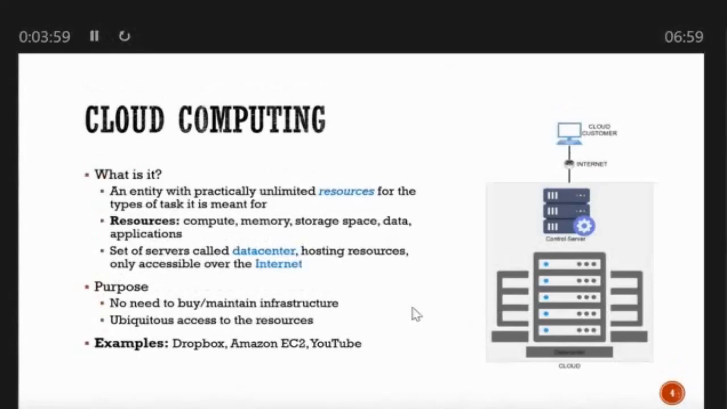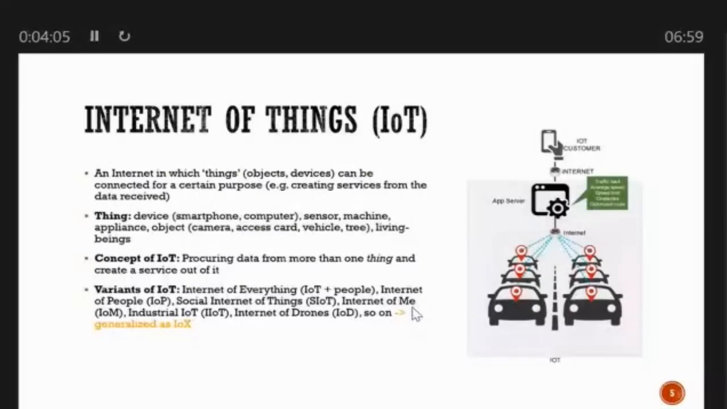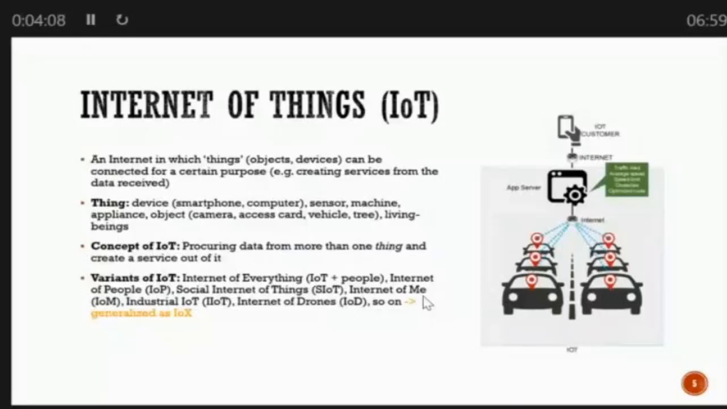The other corner is the Internet of Things, or IoT for short. Internet of Things refers to when anything can be connected to the internet. Anything. It can be an intelligent device, a sensor, a machine, or a living being. It can be a dumb object, for example, a tree, a vehicle, your student ID, your access card, your office card, whatever it is. So this is the concept of IoT.